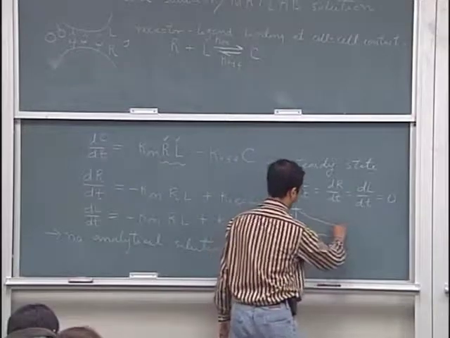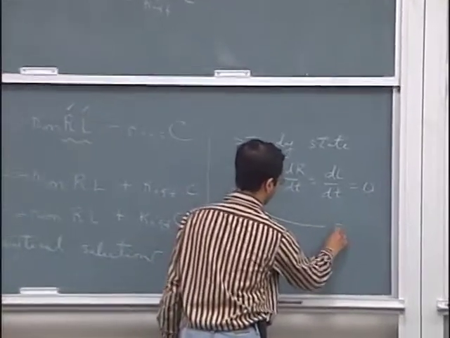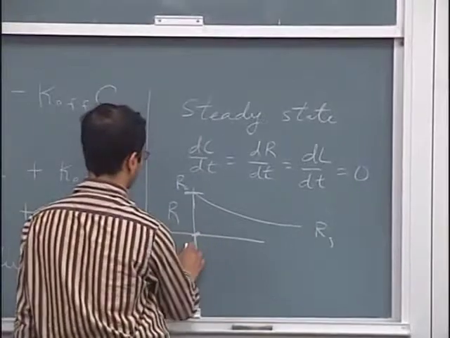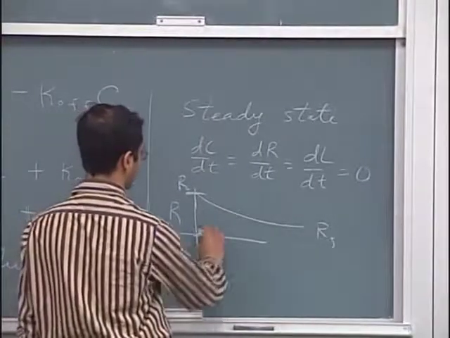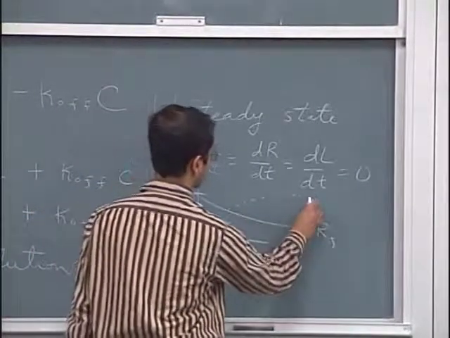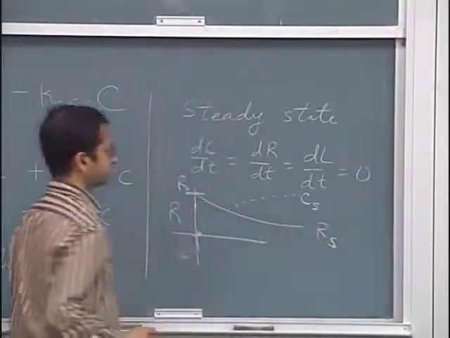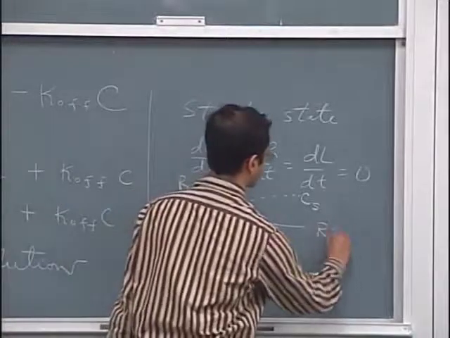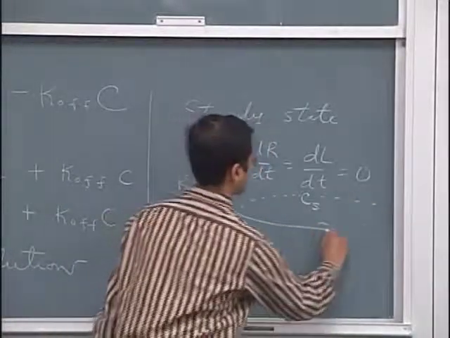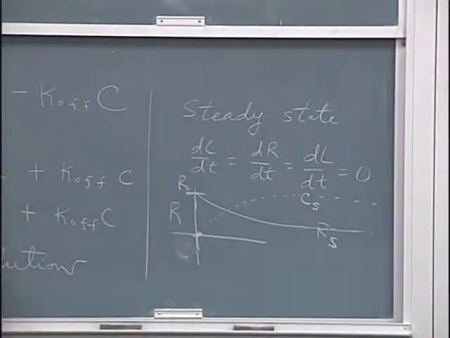is going to go down and reach some steady state RS. And C, suppose you start from 0 molecules of C, that's going to increase and become CS, which is the steady state C. Okay? And after that, they are not going to change. Does this make sense to you?